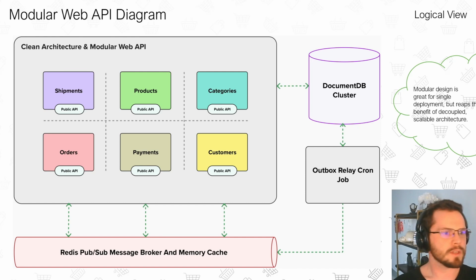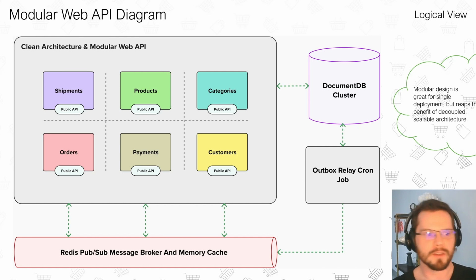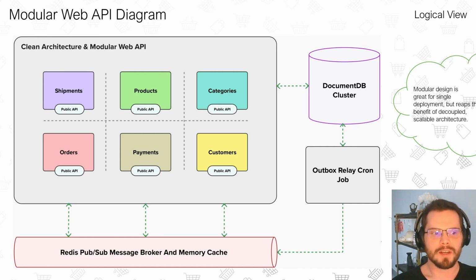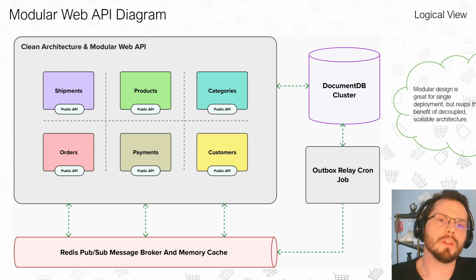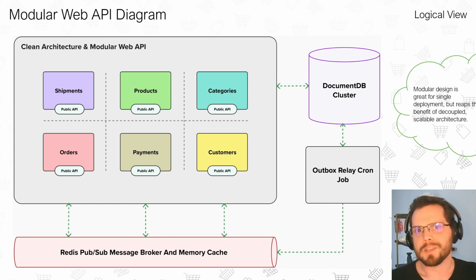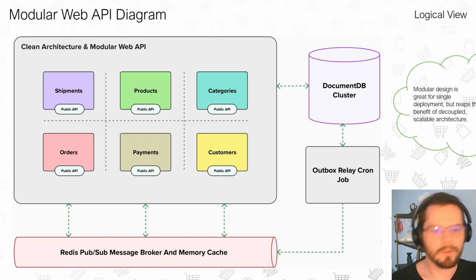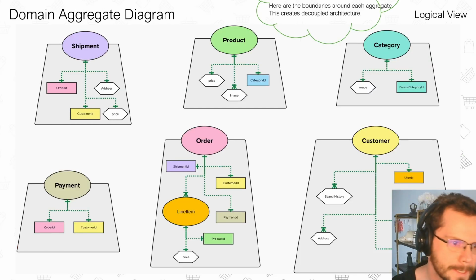We create a shipments API, a product API, a categories API, a payments API, and all these things are self-contained. They cannot reach out of their boundaries and touch different parts. You could have agile teams working on each of these different sections separately, but all working together in one repo that's been deployed together, just in this example, right?